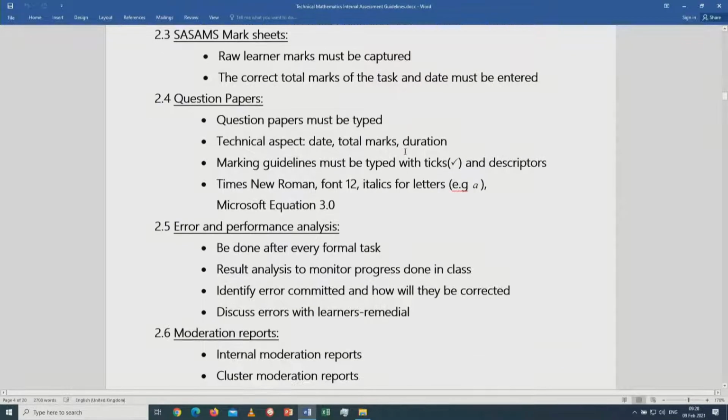And SSM's mark sheets, raw learners' marks must be captured. The correct total marks of the task and date must be entered. No marks will be accepted if not recorded in the SSMs. SSM's official mark sheet must be used. Only the SSMs, nothing else, colleagues.